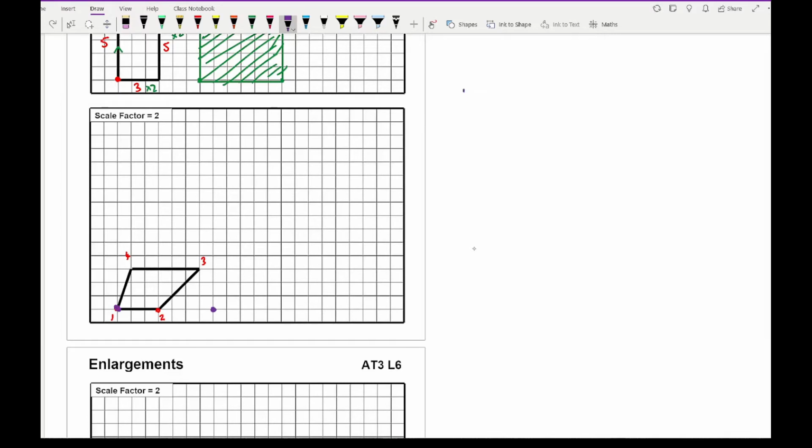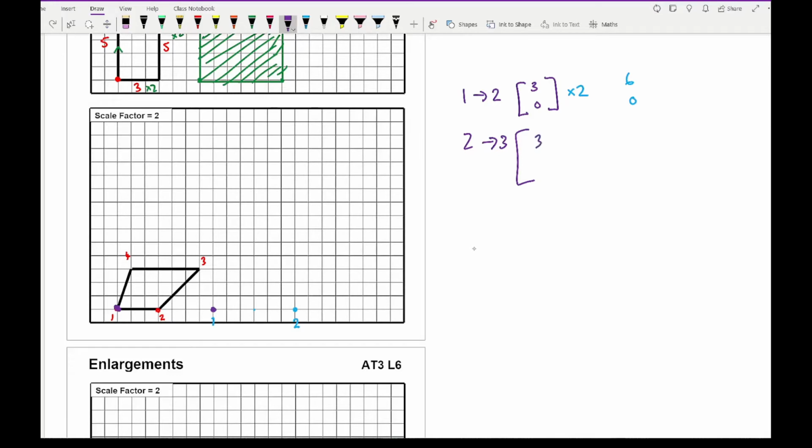Now, to go from 1 to 2, I need to use the column vector, which is 3 to the right, and none up. So now if I multiply that by 2, then I'm going to get 6 and 0. So from this point I'm going to go 6 across. So that's 3 and 3. So that's where my new number 2 is going to be. Now to go from 2 to 3, what I need to do is go 3 across, 3 to the right, and 3 up.